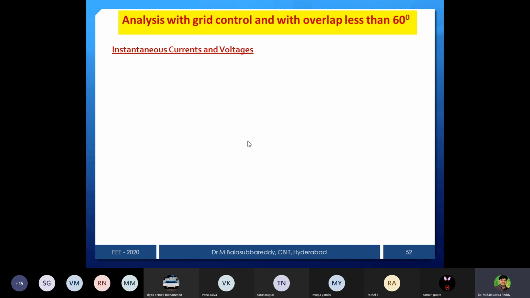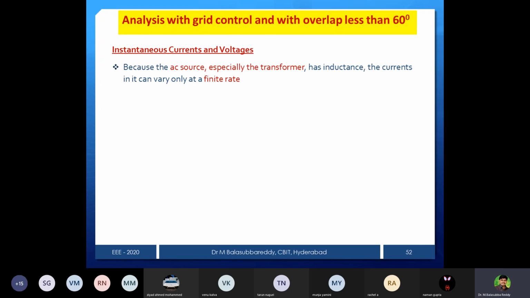Once you know the individual valve voltages and currents, you can easily find the current expression. I need to find the instantaneous current and instantaneous voltages first, then you will go for the average. That's what I mentioned here. The AC source, especially with a transformer on that source side, has inductance.